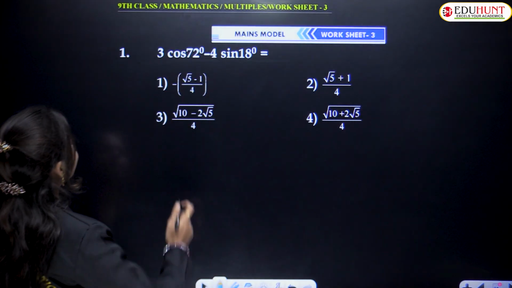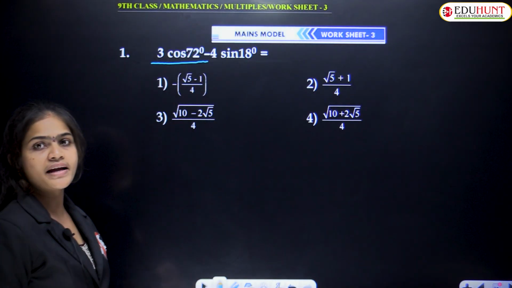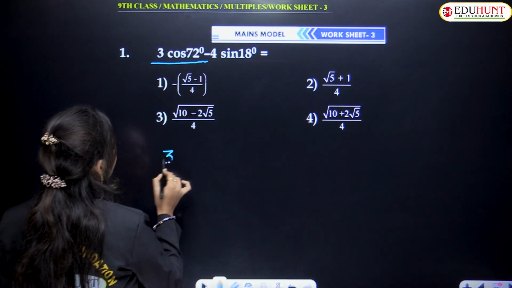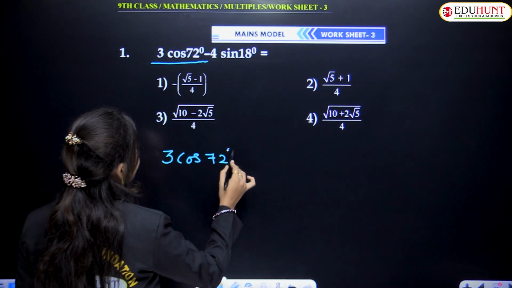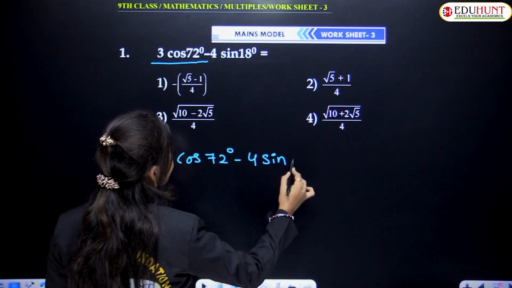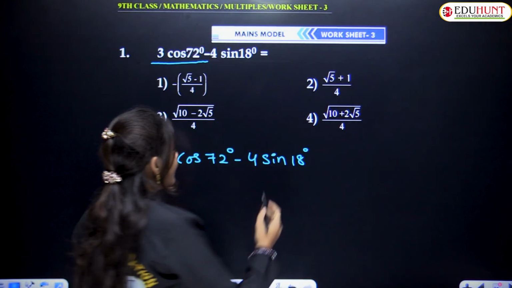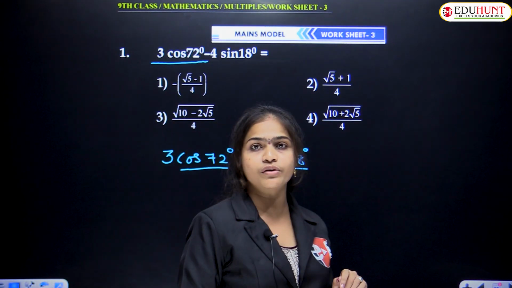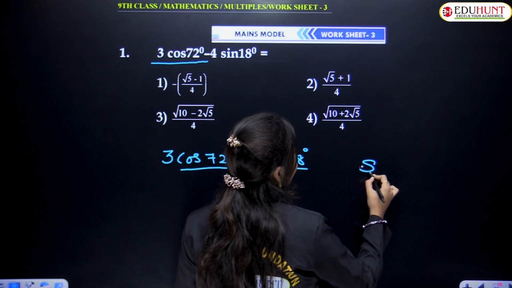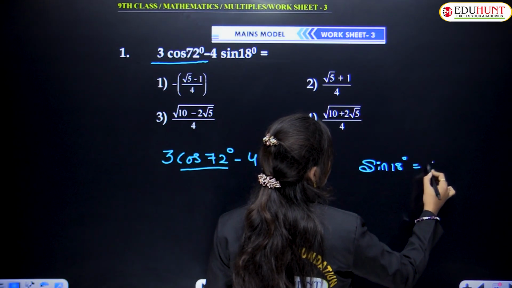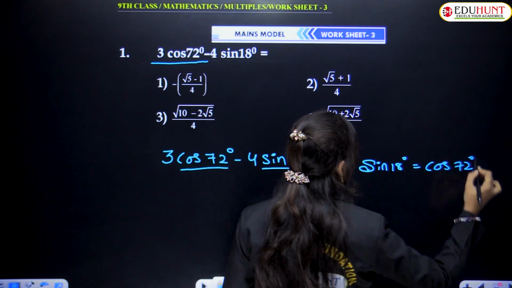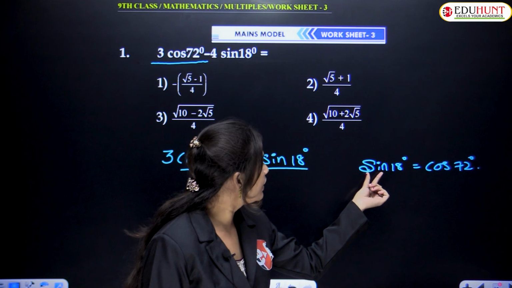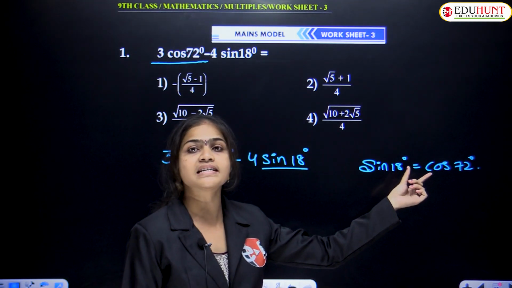Okay. So see children, so 3 cos 72 degrees minus 4 sin 18 degrees. Okay. So how to simplify this? See, 3 cos of 72 degrees minus 4 sin of 18 degrees. So children, we know that one thing, here sin 18 degrees and here cos 72 degrees given. Okay, by seeing that question only we will get that one idea. What is that? Here sin 18 degrees is nothing but equals to cos 72 degrees. Yes or no?